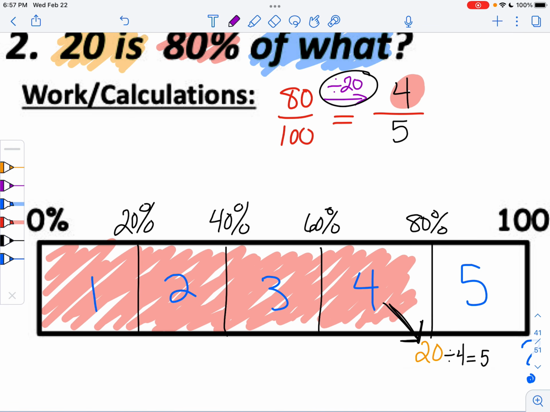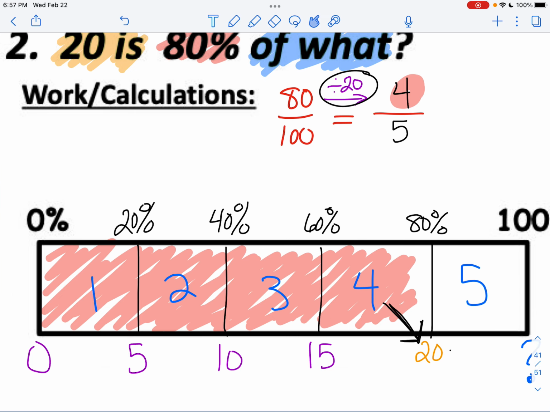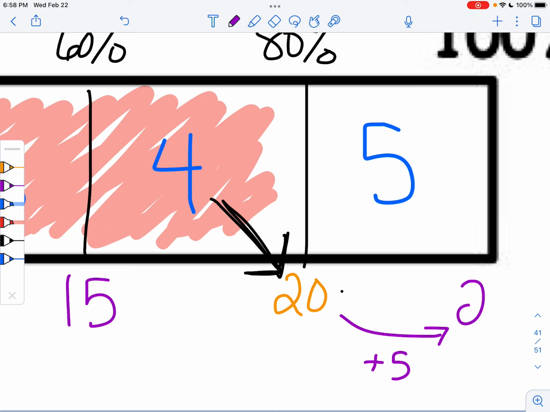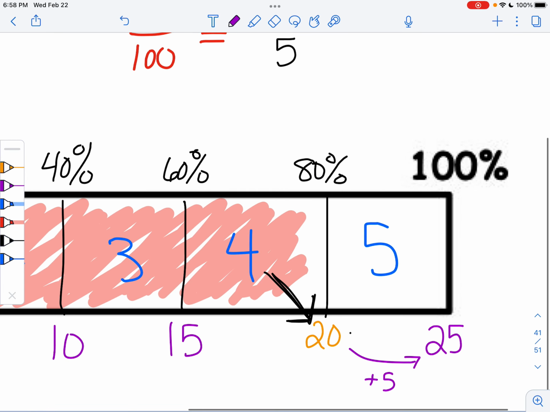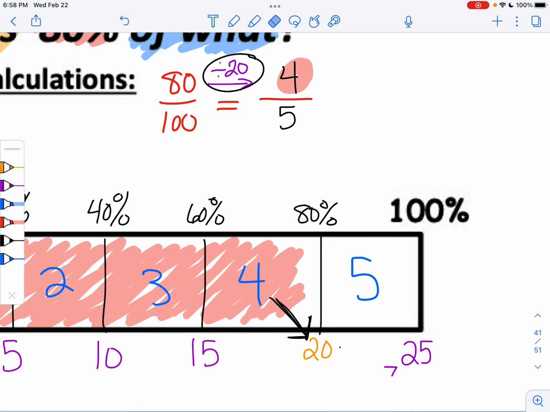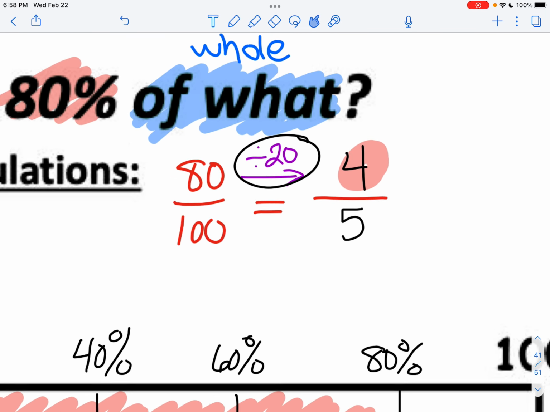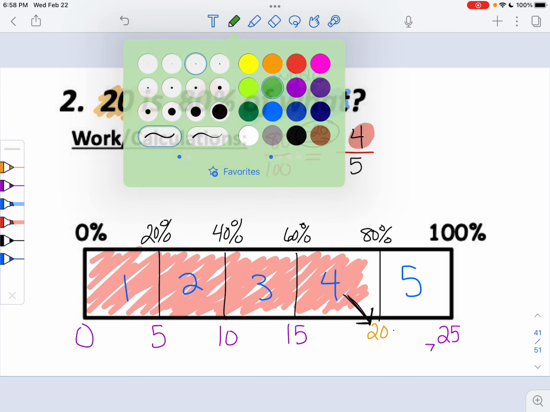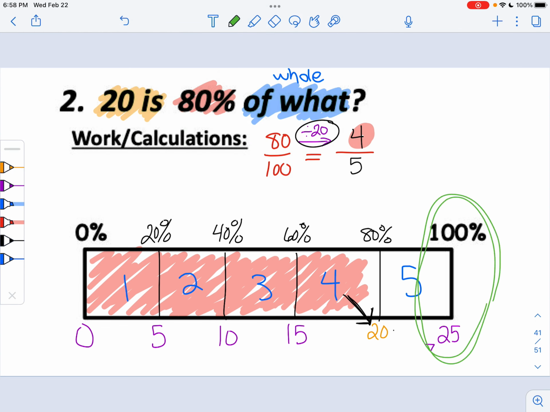So here we go. 0 plus 5 is 5, plus 5 is 10, plus 5 is 15, plus 5 gets me to 20. Great. But now I need to solve for that question mark at the end. So I'm going to plus 5. Then I'm going to delete my question mark and say 20 plus 5 is 25. This is my answer for this problem because we have to solve for the whole. Again, it said of what? There wasn't a number that went with the whole, so we go to the end of our bar, we circle 100%, and the number that's there is 25.